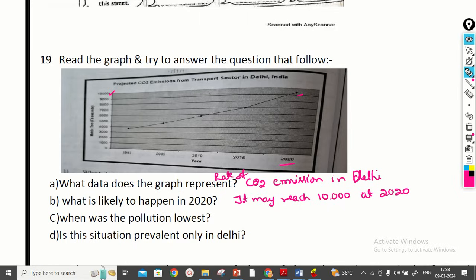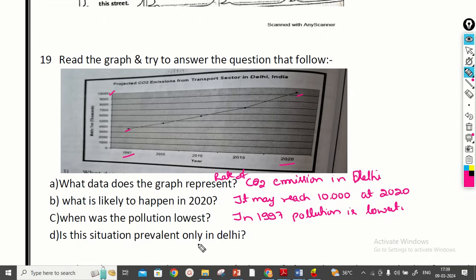And when was the pollution lowest? Here the pollution is at the lowest rate in 1997. In 1997 the pollution is lowest.